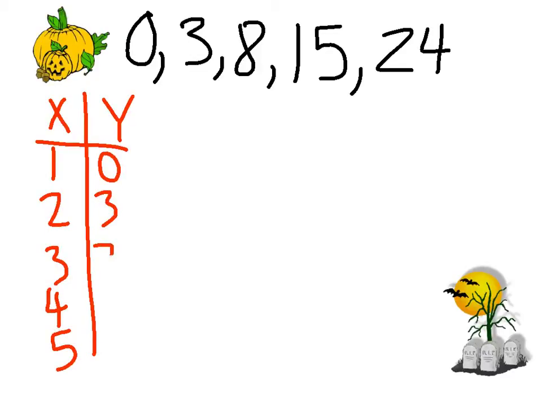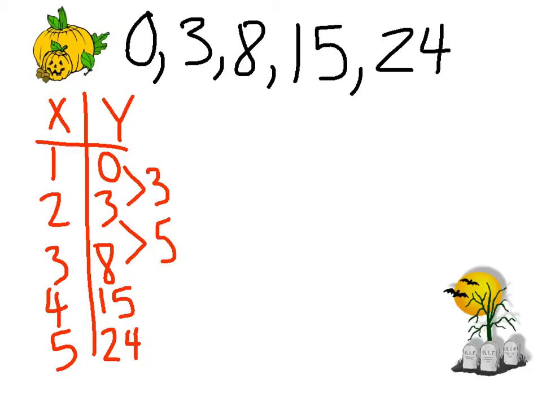Alright, so 1, 0, 2, 3, 3, 8, 4, 15, and 5, 24. Okay, this one's going to be a little bit different. When we find the difference between these ones, we have 3 minus 0 is 3, 8 minus 3 is 5, 15 minus 8 is 7, and 24 minus 15 is 9. So we don't have the same number for the difference of all of our numbers.